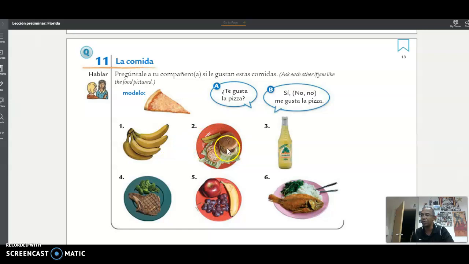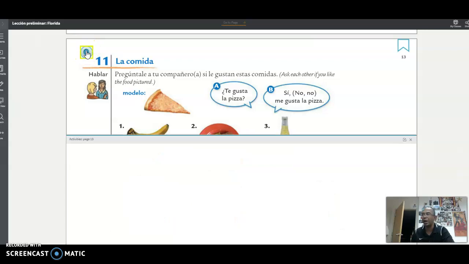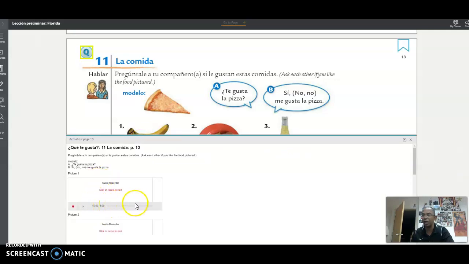Number 2, you have the hamburguesa, la soda, la carne, las frutas y el pescado. Okay, so you do one for each one of them. You go here in the questions and make sure that you write it down, or I believe it is selecting it. You select it. You look at the picture and then you record it right there. It's a recording.